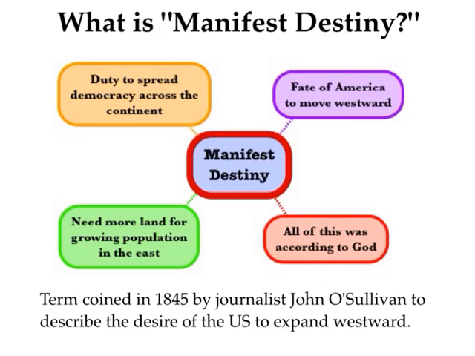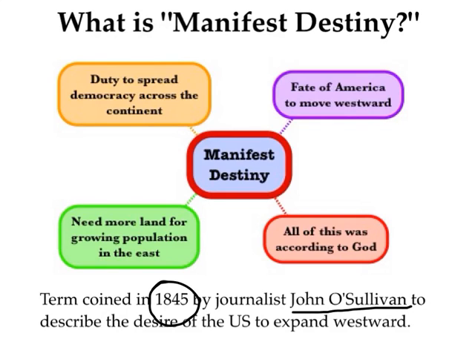The term manifest destiny was actually first used in 1845 by this journalist named John O'Sullivan. Initially it was used to describe the desire of the U.S. to expand westward. Now, historians use it to talk about the actual expansion of the United States into the Western territories and the addition of new states as we continue to expand.